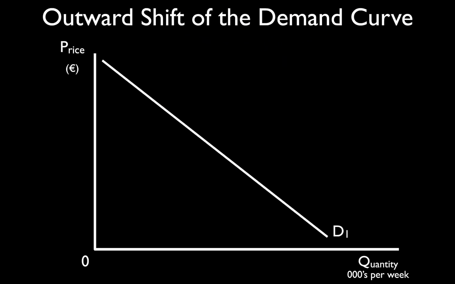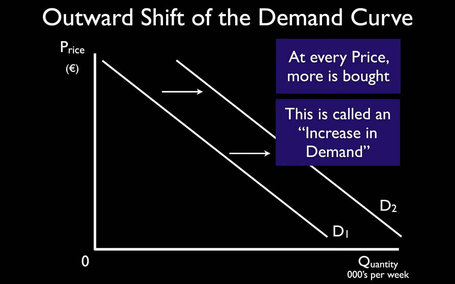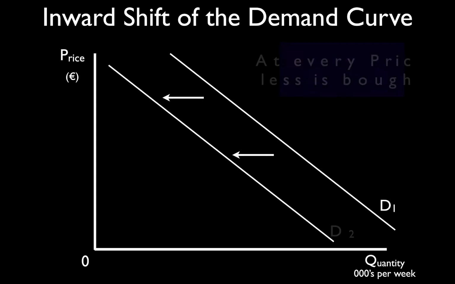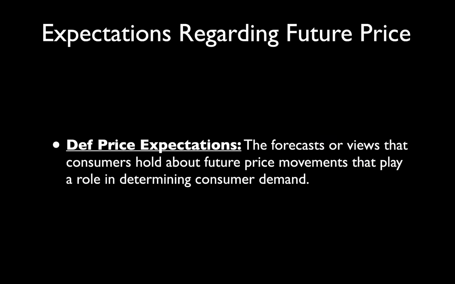Okay, so again, to remind ourselves, and I'm absolutely delighted if you're sick of watching this slide, simply because I hope that means that you know it and you know all the elements that you're required to write down when you are doing a diagram of microeconomics. So an outward shift means that at every price more is bought, and this is called an increase in demand, not an increase in quantity demanded. And an inward shift of the demand curve means that at every price less is bought, and this is called a decrease in demand. It is not called a decrease in quantity demanded.